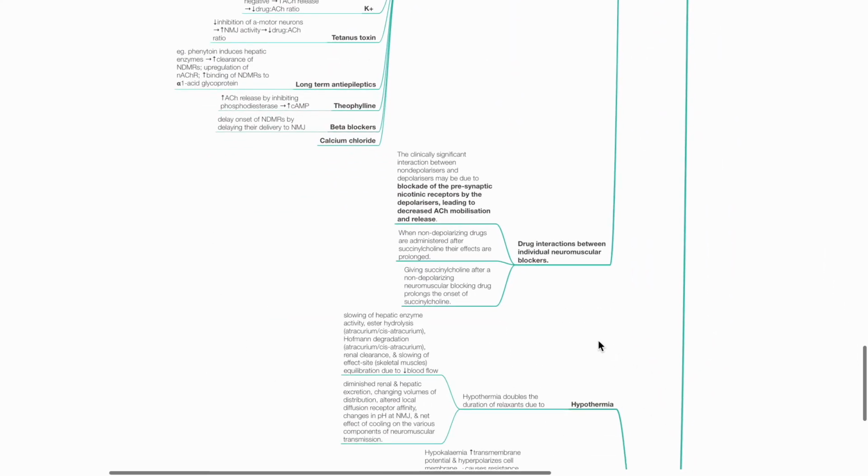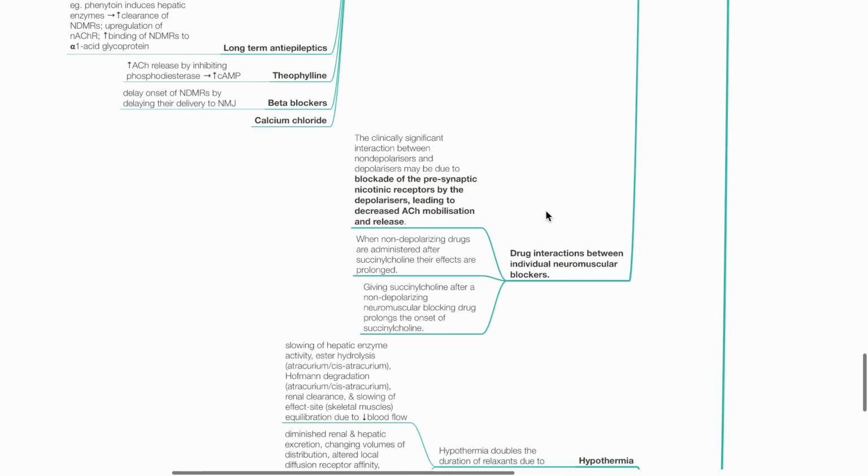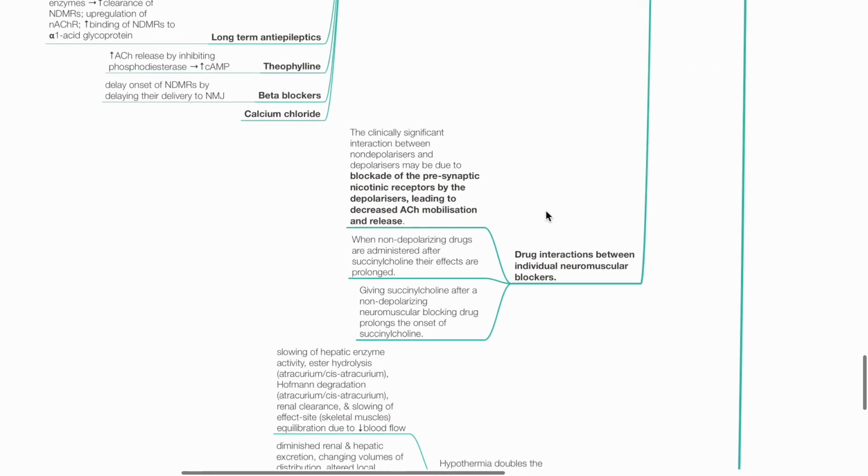Drug interactions between individual neuromuscular blockers. The clinically significant interaction between non-depolarizers and depolarizers may be due to blockade of the presynaptic nicotinic receptors by depolarizing muscle relaxants, leading to decreased acetylcholine mobilization and release. When non-depolarizing muscle relaxants are administered after succinylcholine, their effects are prolonged. Giving succinylcholine after a non-depolarizing muscle relaxant prolongs the onset of succinylcholine.